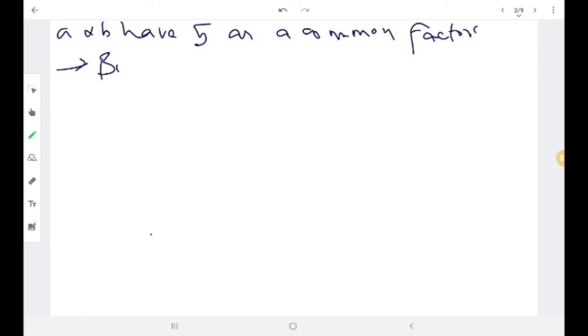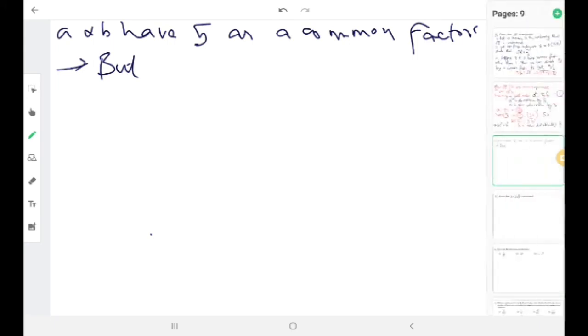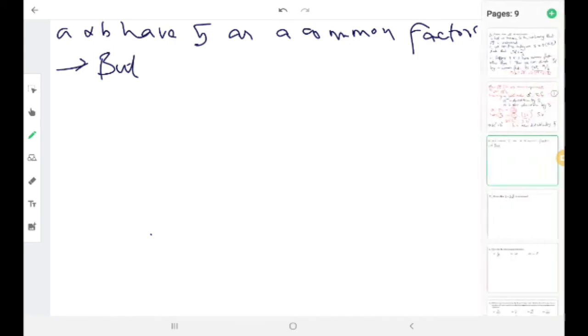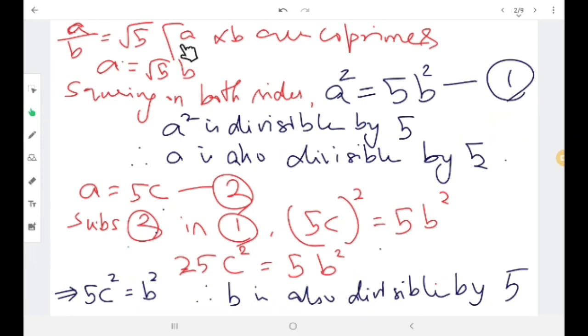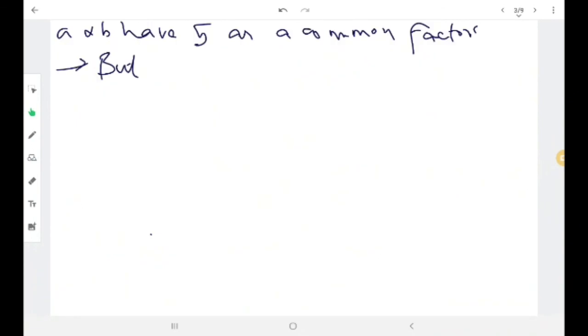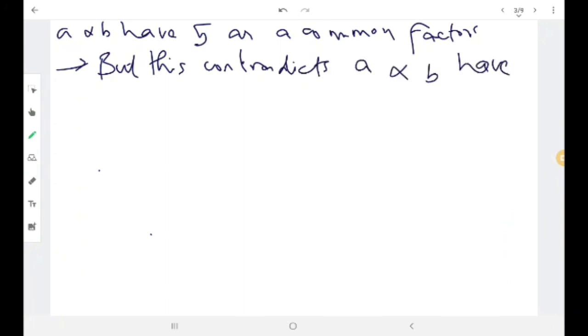But this contradicts the fact that a and b have no common factor other than 1. Initially we have mentioned that a and b are co-primes, that is they do not have a common factor other than 1. But here we found that a and b have 5 as a common factor. But this contradicts the fact that a and b have no common factor other than 1.